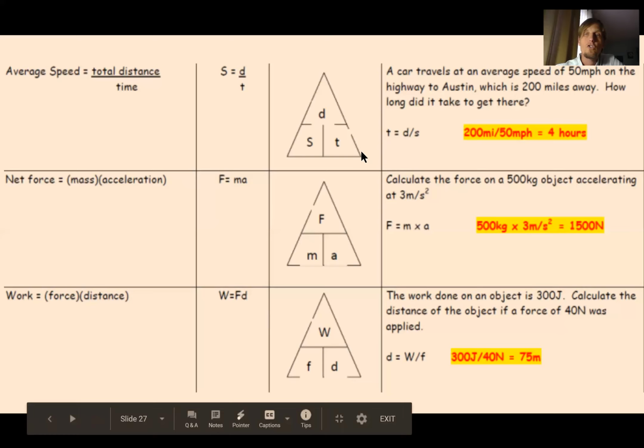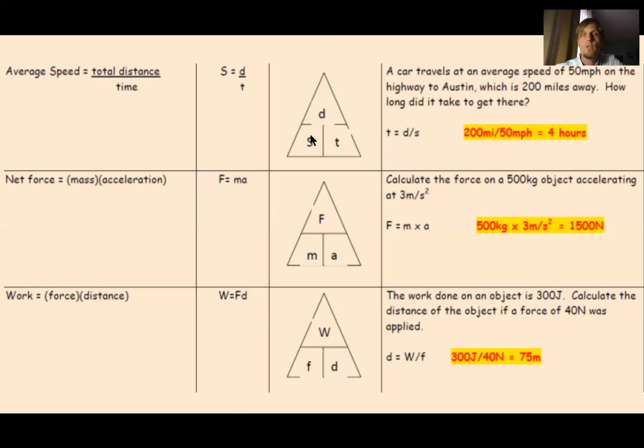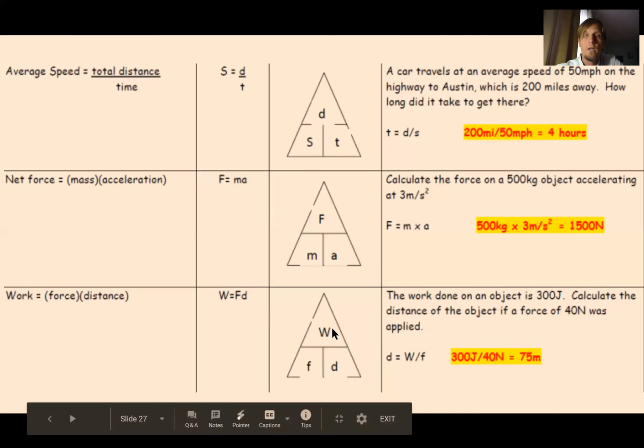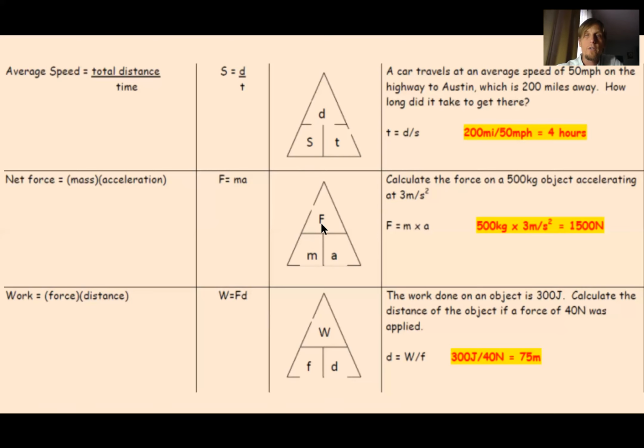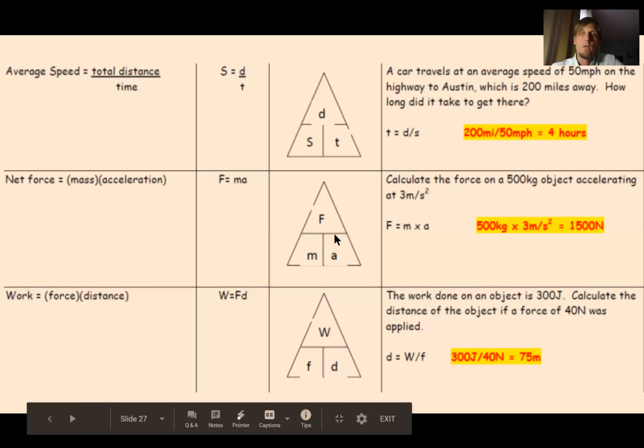These triangles are just ways to remember how to solve for the variables. So if this is speed, to find speed, you divide distance by time. To find time, you divide distance by speed. To find the distance, you multiply speed times time. That's what this cross allows you to do. Okay. Again, looking at force. To find the force, what do you do? Well, M and A are next to each other, so mass times acceleration.